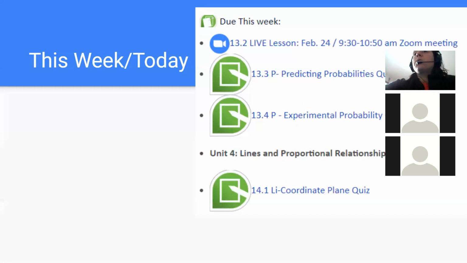So this is what is due this week. You have 3 assignments due. So, and there are 5 days of class. So it's a perfect time to get caught up. Okay? So you have predicting probabilities, experimental probability, and then something on the coordinate plane, because we're going to talk about graphing. Woohoo! I love graphing.